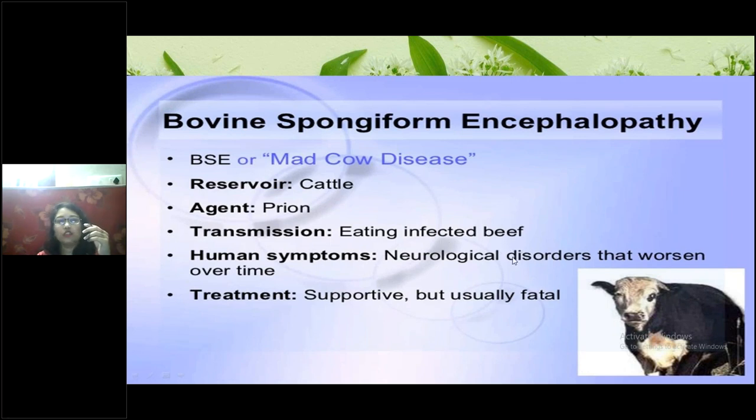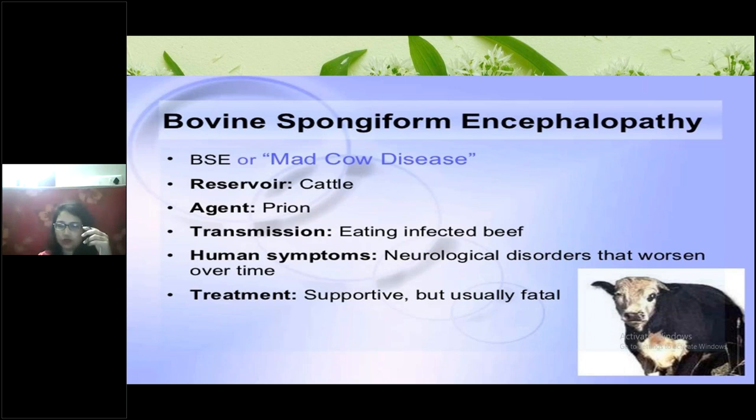And why is it known as spongiform? Because once you do an autopsy on the brain, you can find sponge-like areas. And in the infected cells also, you can see lots of vacuole-like things. That is why it is known as spongiform encephalopathy. These are neurological disorders that worsen over time, with basically supportive treatment. These diseases usually worsen over a longer period of time, but usually the patient dies.